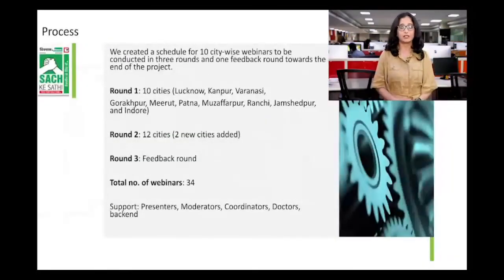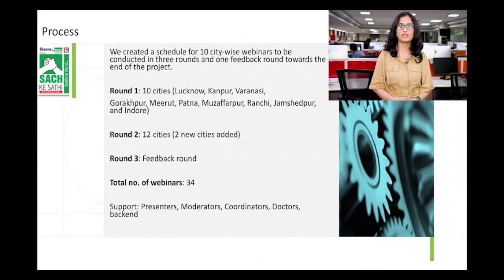Coronavirus is a deadly virus that continues to afflict many countries worldwide, and you all know how important it is to get the vaccine. When we planned the vaccine awareness program, we created a dedicated process. We created a schedule for 10 city-wise webinars to be conducted in 3 rounds and 1 feedback round towards the end of the project. When we started the program, in the first round, we conducted webinars in 10 cities, namely Lucknow, Kanpur, Varanasi, Gorakhpur, Meerut, Patna, Muzaffarpur, Ranchi, Jamshedpur and Indore.